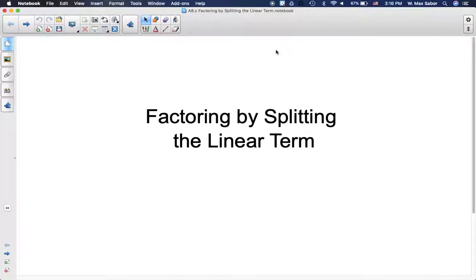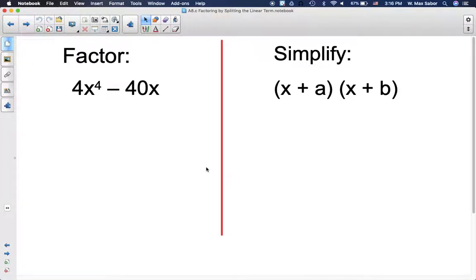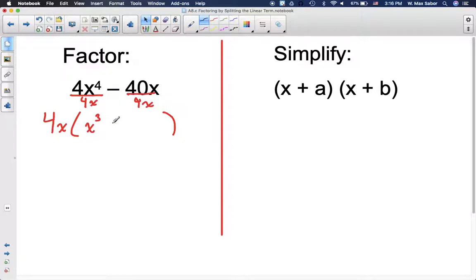Factoring by splitting the linear term. So this is a relatively powerful technique. Before we do that, let's agree on how to factor by greatest common factor. These are both divisible by 4x, so we can divide them by 4x and we'll be left with x cubed minus 10. If you've forgotten how to factor by greatest common factor, do that.